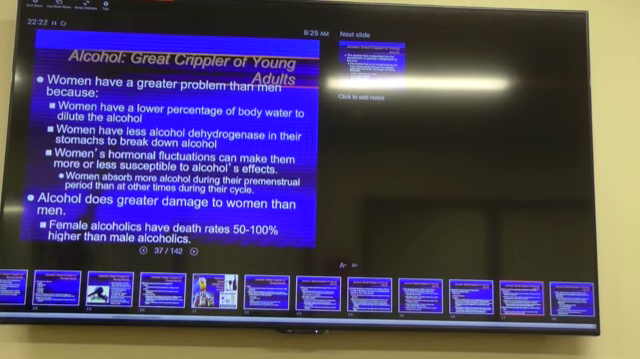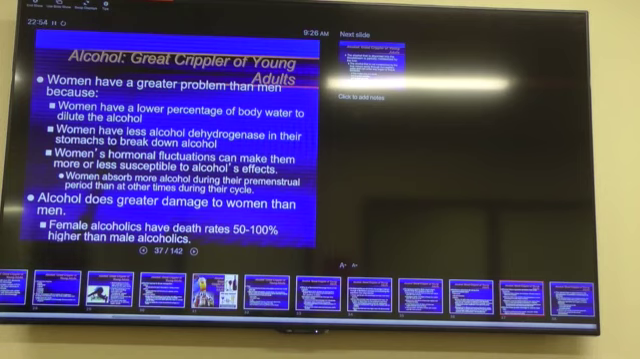What a racket. Women's hormonal fluctuations can make them more or less susceptible to alcohol's effects. Women absorb more alcohol during their premenstrual period than at any other time during their cycle. And this is right there when they're going to be ovulating, premenstrual. Alcohol does greater damage to women than men. Female alcoholics have death rates 50 to 100% higher than male alcoholics.